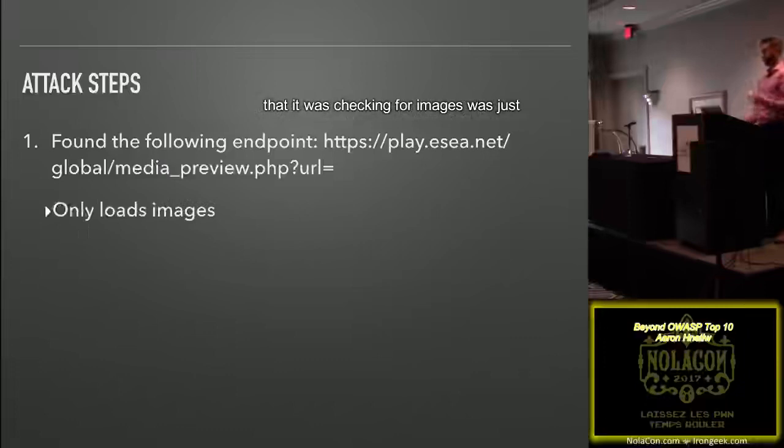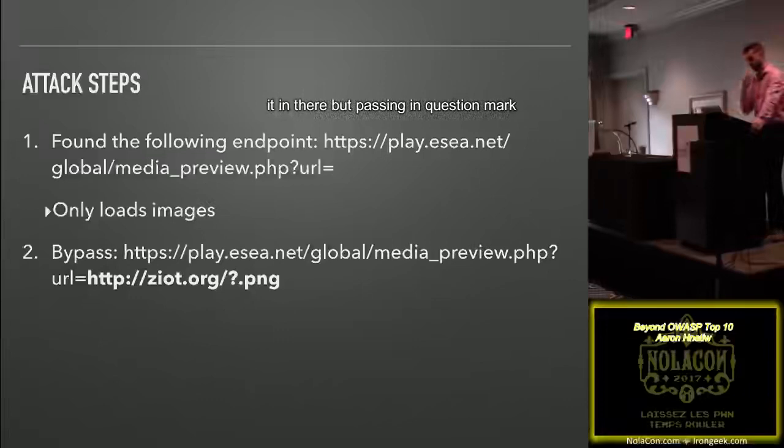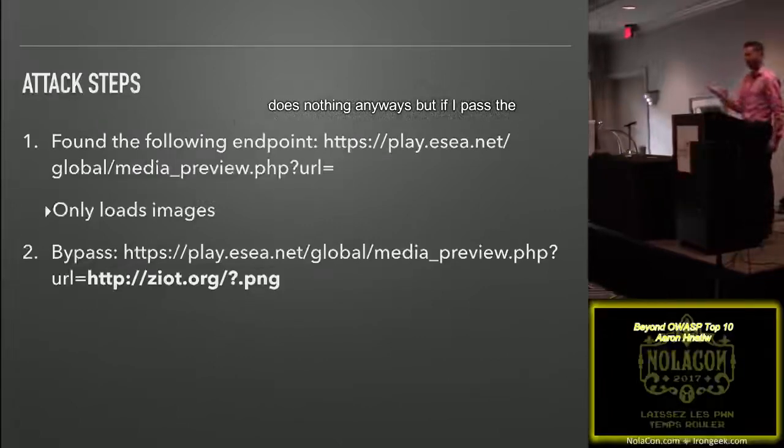But the way that it was checking for images was just looking for the instance of .png or .jpeg. This is the researcher's domain, so I left it in there. But passing in .png at the end was enough to pass the validation. So it loaded Zayat.org into the page, and then just passes a parameter with .png, which does nothing anyway, but it bypassed the validation.